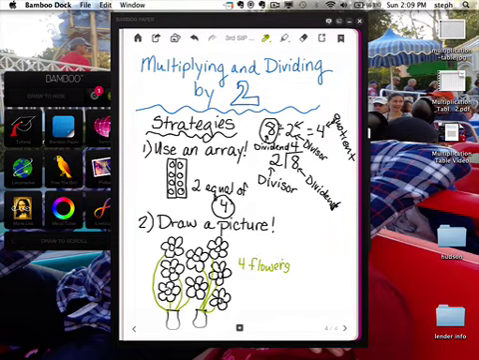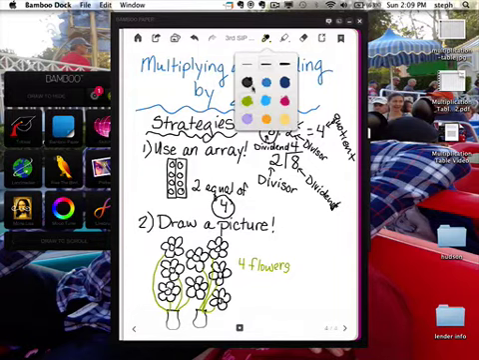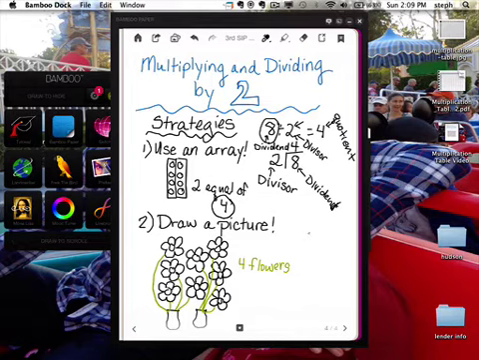If I want to use it as a multiplication problem, let me change my pen color again. In order to make this a multiplication problem, remember we talk about the two factors and the product. There are two groups, so we put our groups, two groups, times how many in each group, 4. 2 times 4 gives me my total. 2 times 4 is 8.